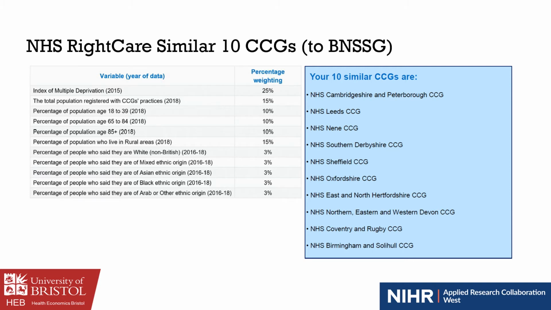The key characteristic of the data pack analysis is to benchmark CCG level performance measures against a comparator group comprising 10 CCGs with the most similar population characteristics. You can see here that 11 criteria are used, and of these, the index of multiple deprivation is the most influential factor. Shown here are the 10 CCGs that make up the comparator group for Bristol, North Somerset and South Gloucestershire CCG.